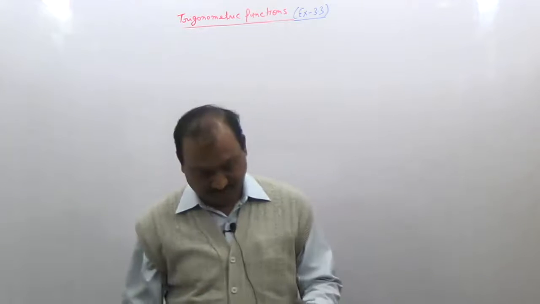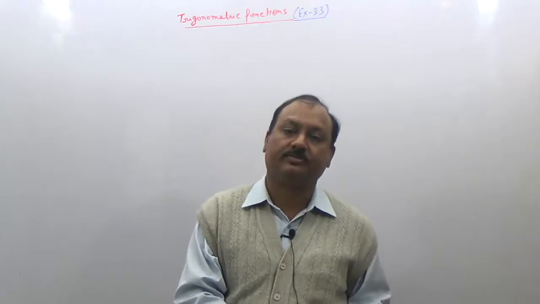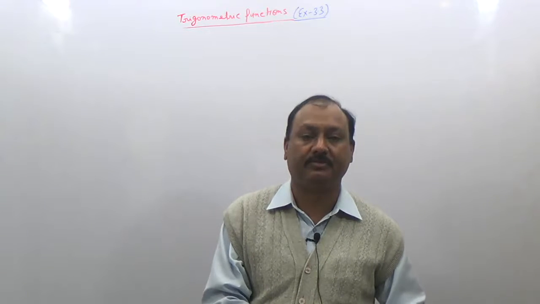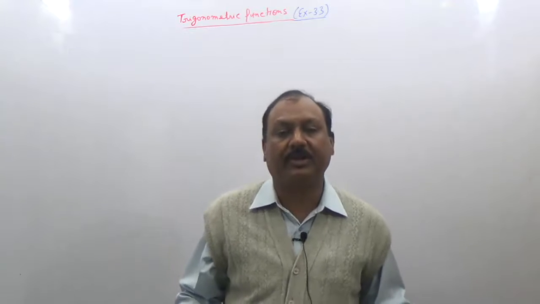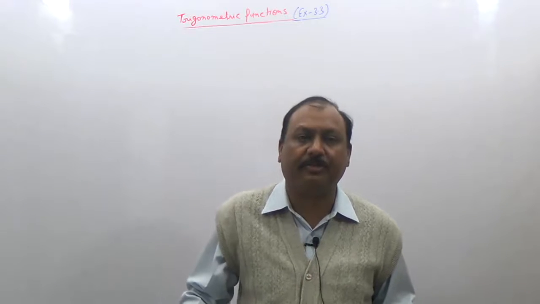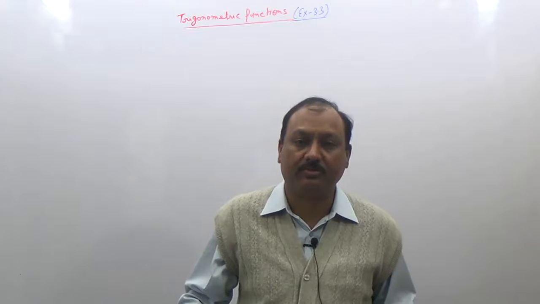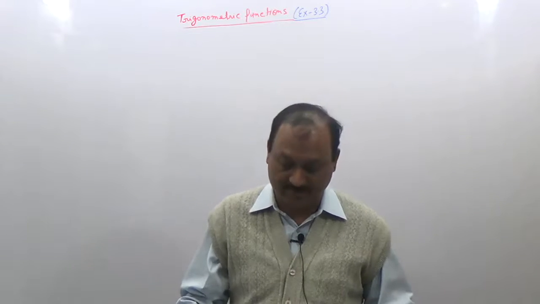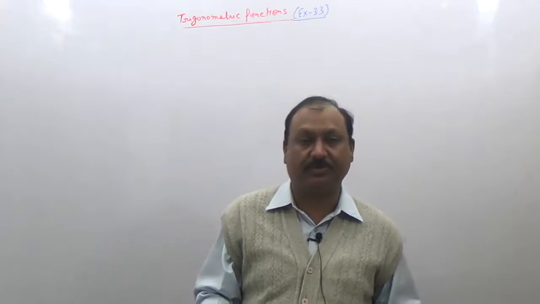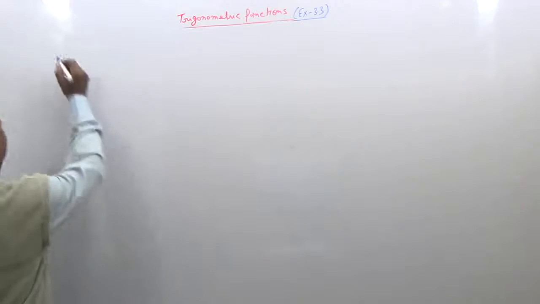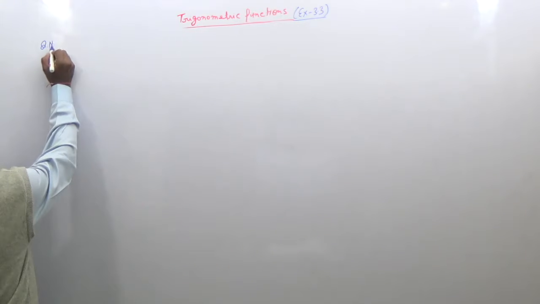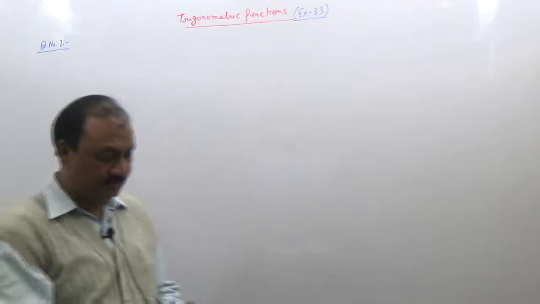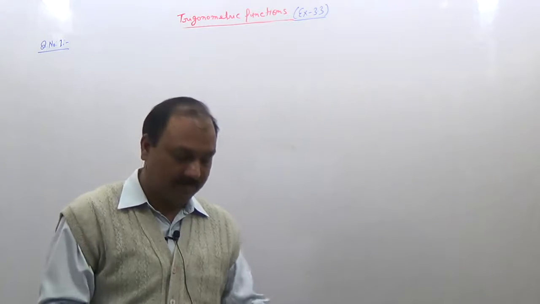Dear students, in the previous lecture, we have given some formulas to prove the trigonometric identities. Now we are starting exercise 3.3 of your textbook, and by using the trigonometric formulas, prove the given identities. So first, we take question one of exercise 3.3. Question number 1.